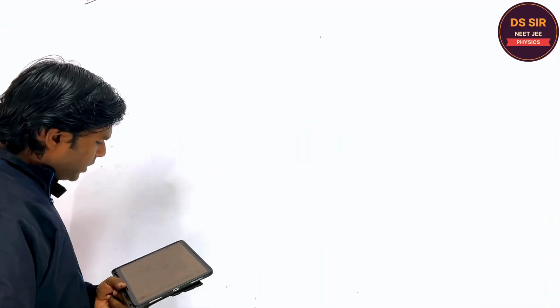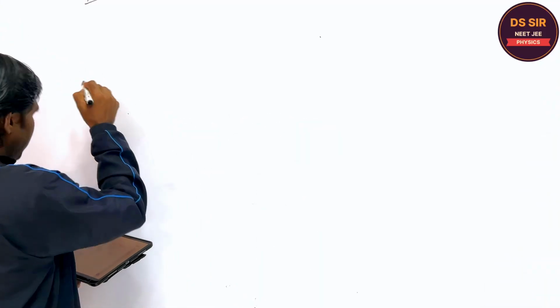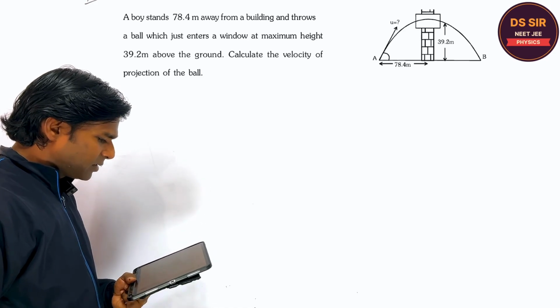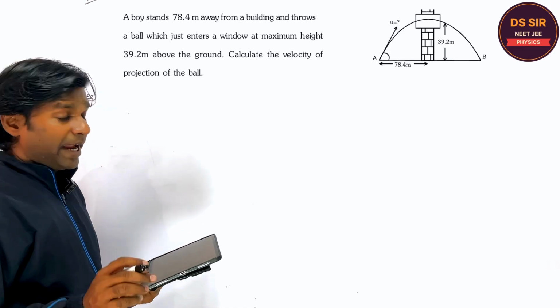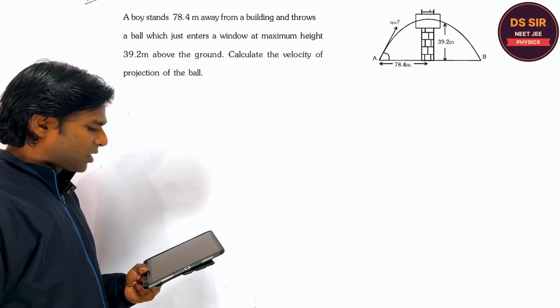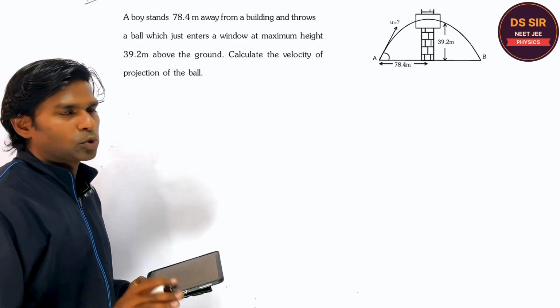Okay, so in the next example, I'm reading. A boy stands 78.4 meter away from a building and throws a ball which just enters a window at maximum height, 39.2 meter above the ground. You have to find the velocity of the projection, right?